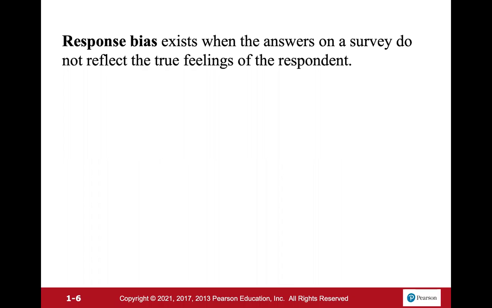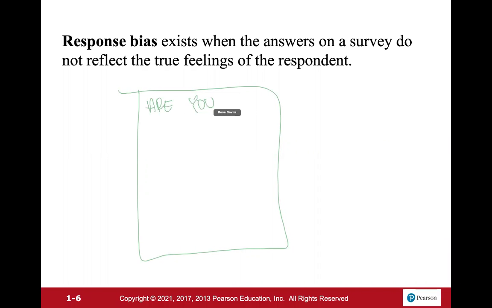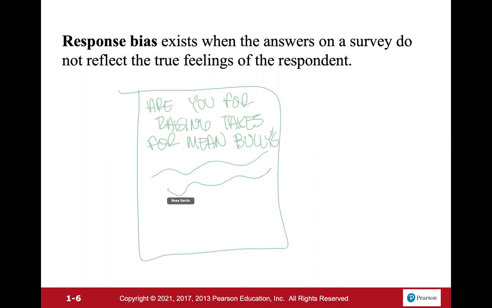Or if you've ever read a newspaper, and the newspaper itself says, are you for raising taxes for mean bullies? And then it goes into a little bit of a better explanation on what they're actually asking. So are you for raising taxes for mean bullies?